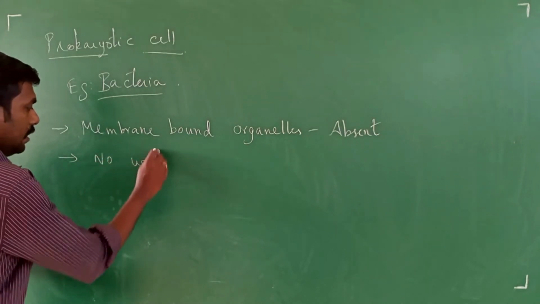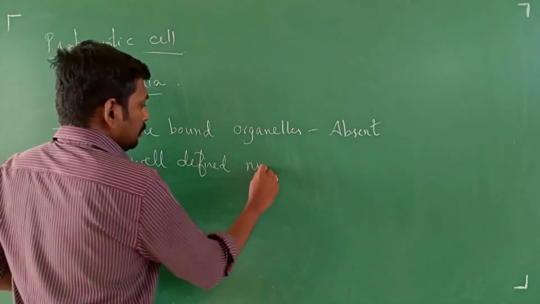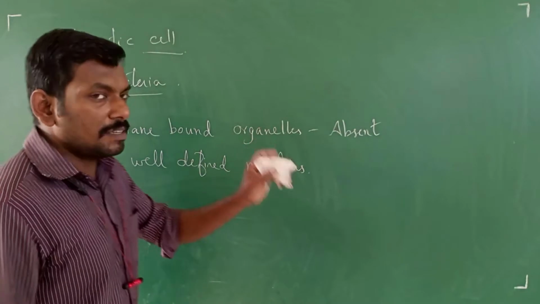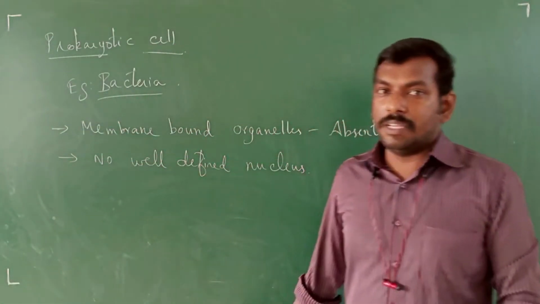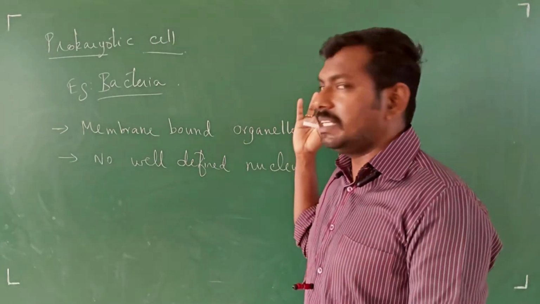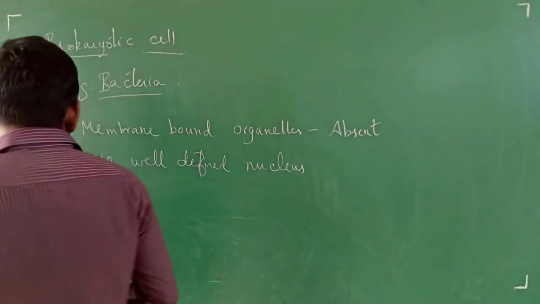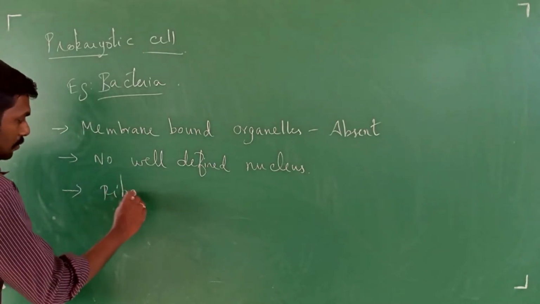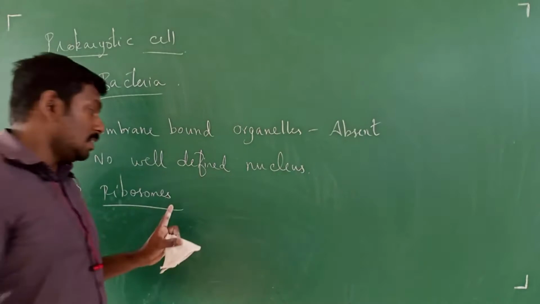No well-defined nucleus, or the well-defined nucleus is absent in the prokaryotes, because this is called an incipient nucleus. Incipient nucleus means it is not fully developed, as we say, it is the anciently formed nucleus. They don't have the nucleus, but they have ribosomes.